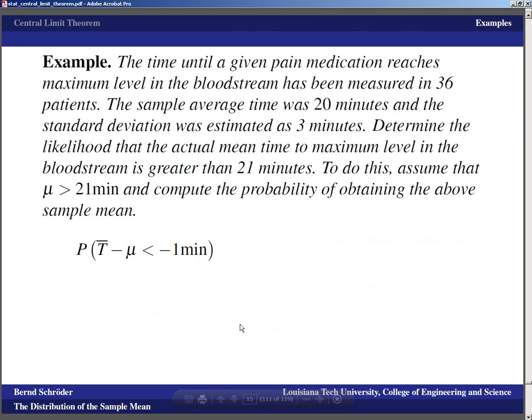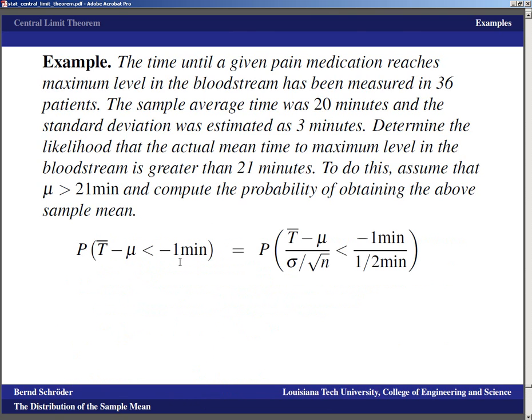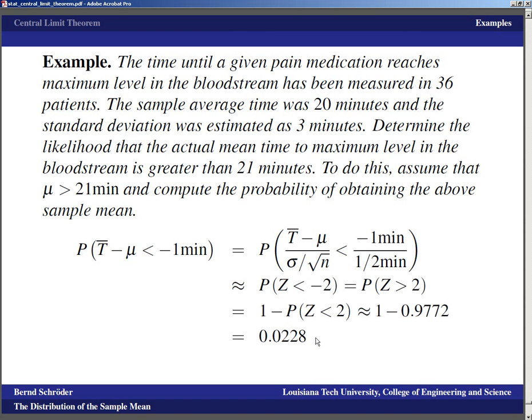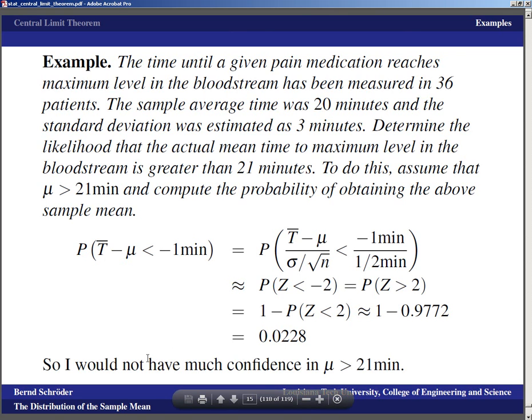Alright, so we do the probability computation. The probability that t bar minus mu is smaller than -1 minute. Well, we turn that into something normal, right? We already have subtracted the mean, so now we have to divide by the standard deviation, which is sigma over root n, which is 1/2 minute. And so that's approximately the probability that z is smaller than -2, which is the probability that z is greater than 2, which is 1 minus the probability that z is smaller than 2, which is 1 minus 0.9772, which is again those 2.3%.